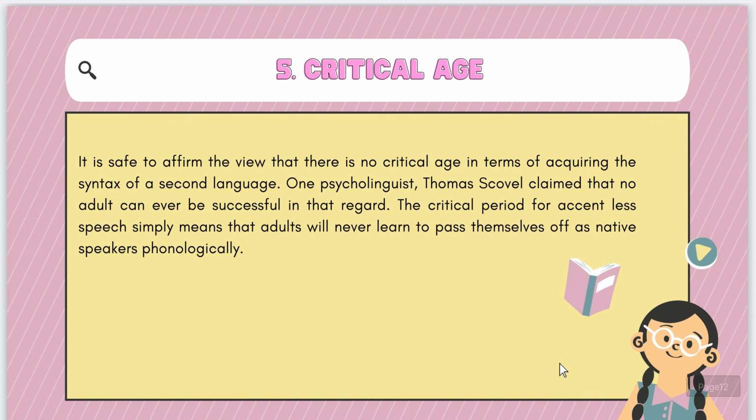And the last slide is number 5, critical age. It is safe to affirm the view that there is no critical age in terms of acquiring the syntax of a second language. The psycholinguist Thomas Scovel claimed that no adult can ever be successful in that regard. The critical period for accentless speech simply means that adults will never learn to pass themselves off as native speakers phonologically.